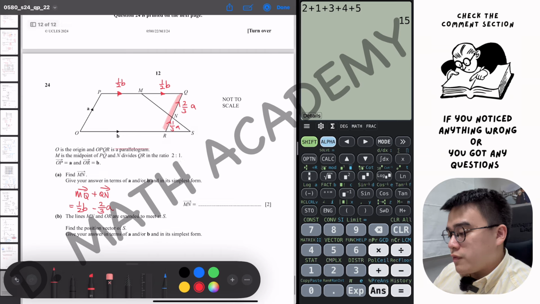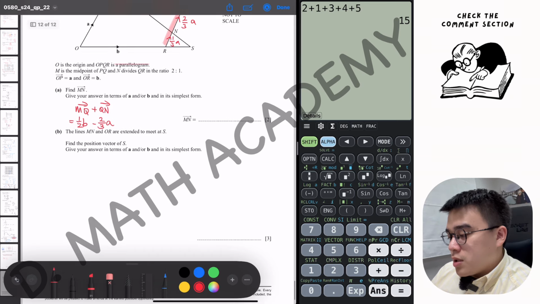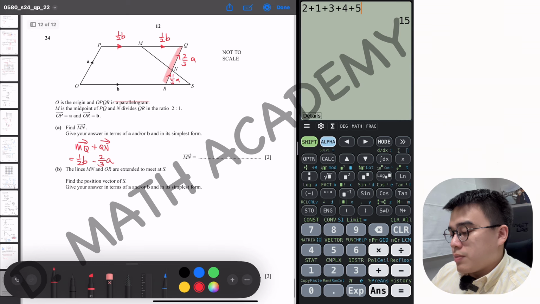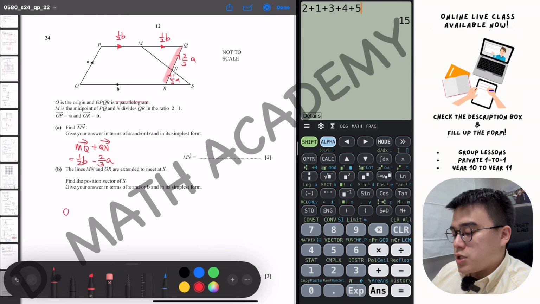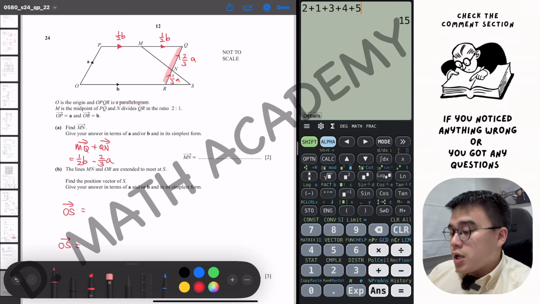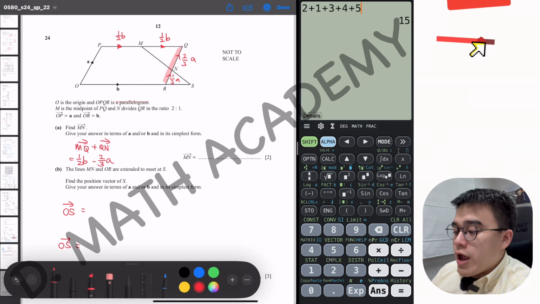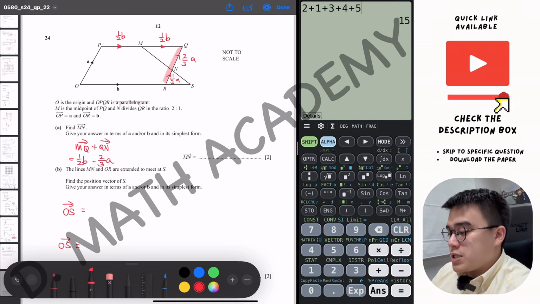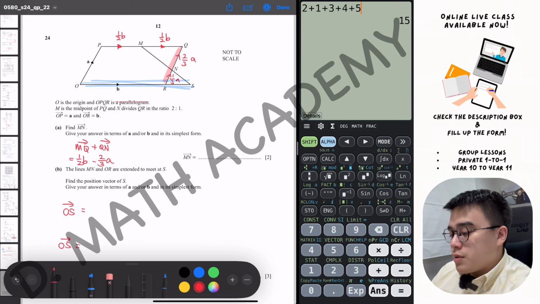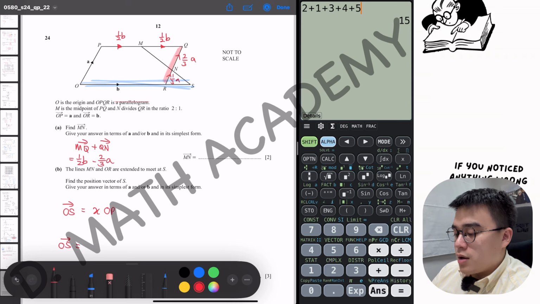Okay, last question of this paper. MN was then stretched to reach S, and we want the position vector of S. So this question will revolve around you making the effort to create two separate equations. One was a direct stretch from this pathway that we have here of OR. So I'm going to put in a scale factor. The x is my scale factor of OR.